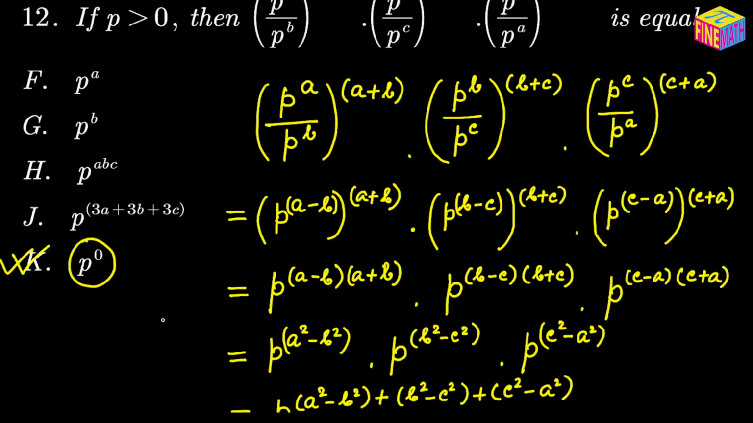And in fact, in the exam you could be given a value of 1 instead of p to the power 0. So you have to be careful whether you are given the 1 or p to the power 0. You have to understand that they both are the same thing.